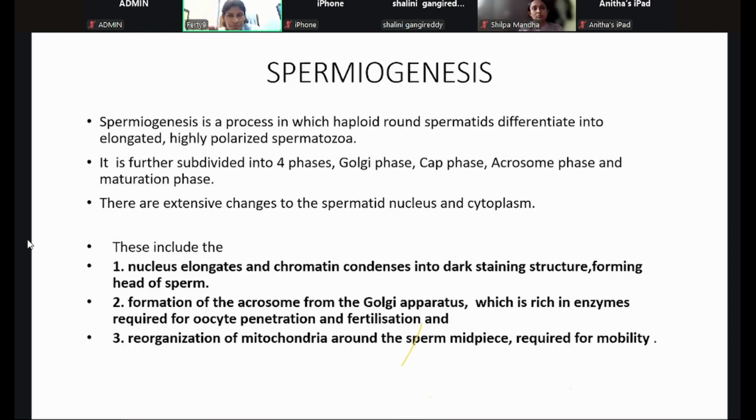In spermiogenesis, important changes happen, from the spermatid to spermatozoa. During that process the sperm is getting activated: the nucleus becomes elongated and the DNA becomes condensed, and there is formation of the acrosome, which is helpful for oocyte penetration. And then there is organization of the mitochondria. Basically, the sperm becomes mature when it becomes a spermatozoa because of all these changes.